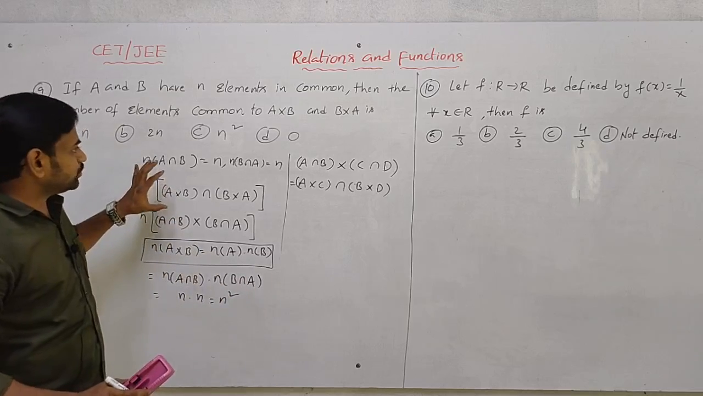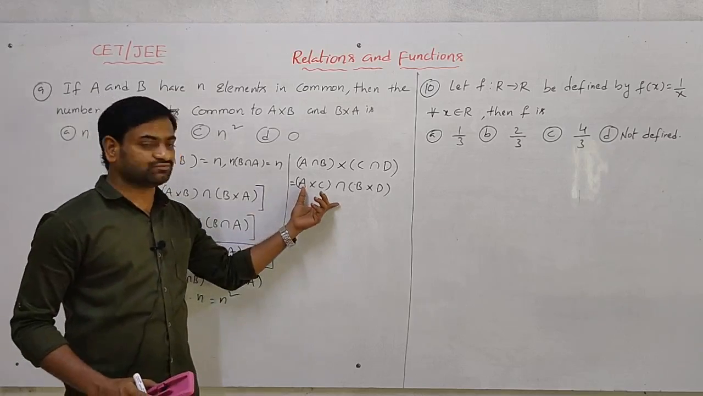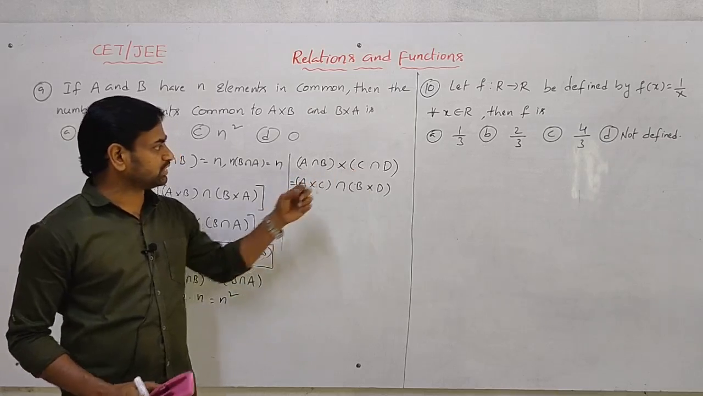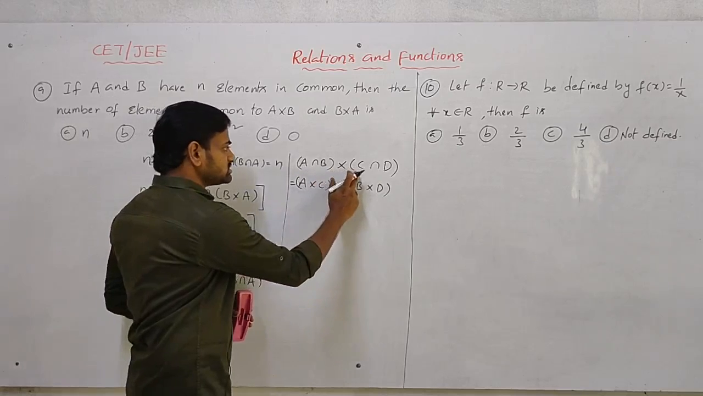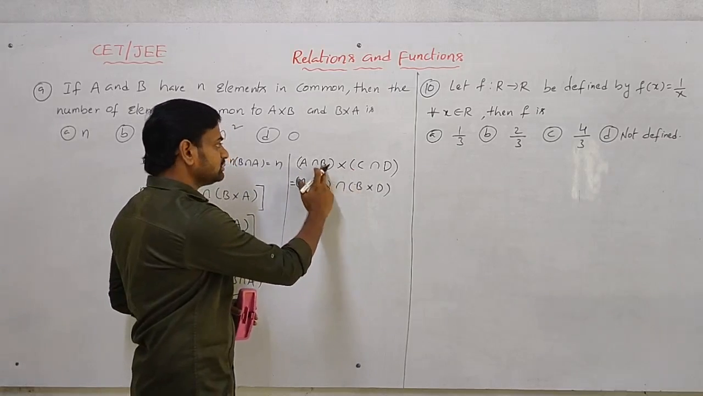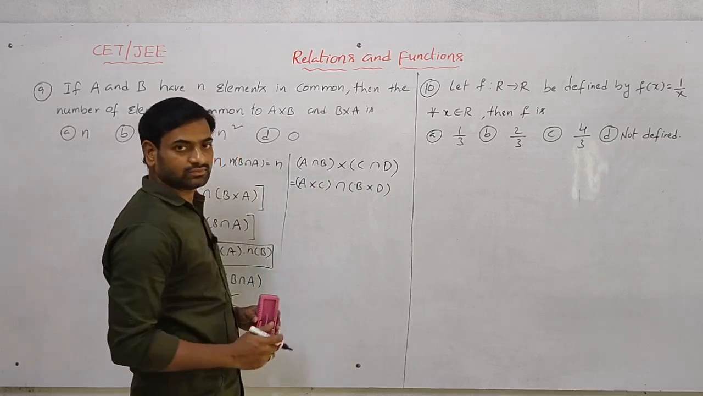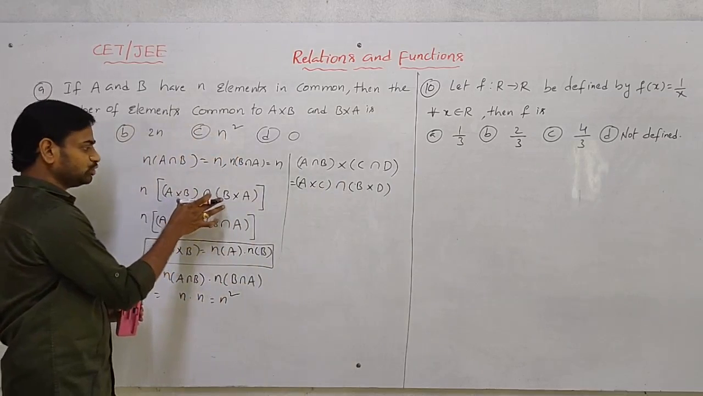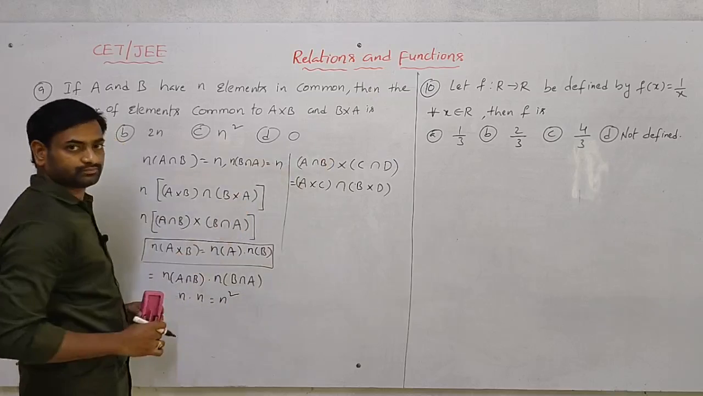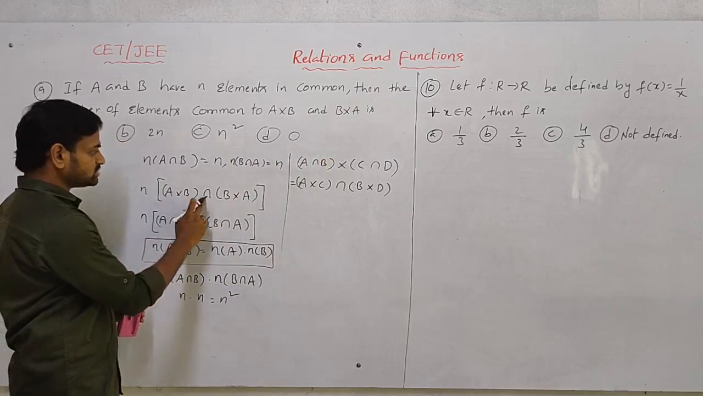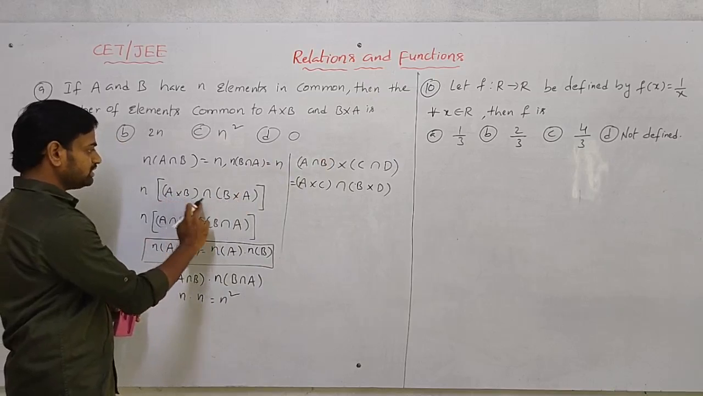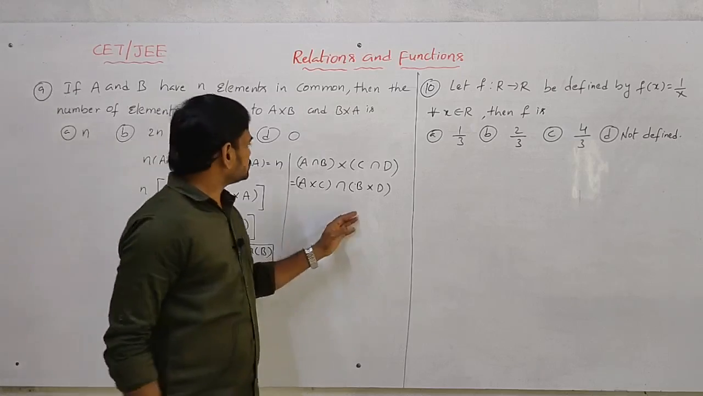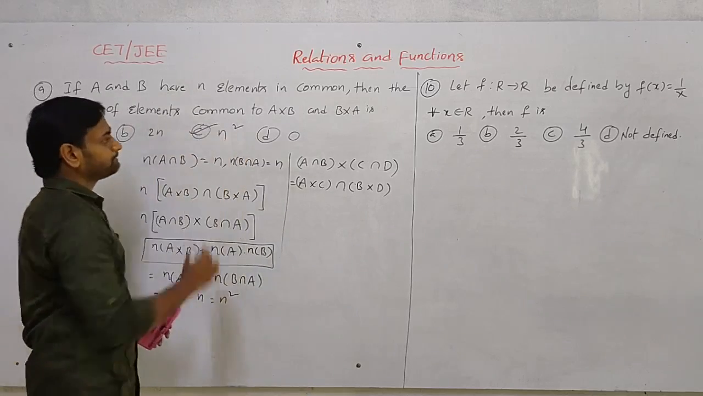So here the only thing is this form. (A intersection B) cross (C intersection D) means we can write (A cross C) intersection (B cross D). So this is the same type. I just wrote this in this form, that is (A intersection B) cross (B intersection A). So the answer is C. Next.